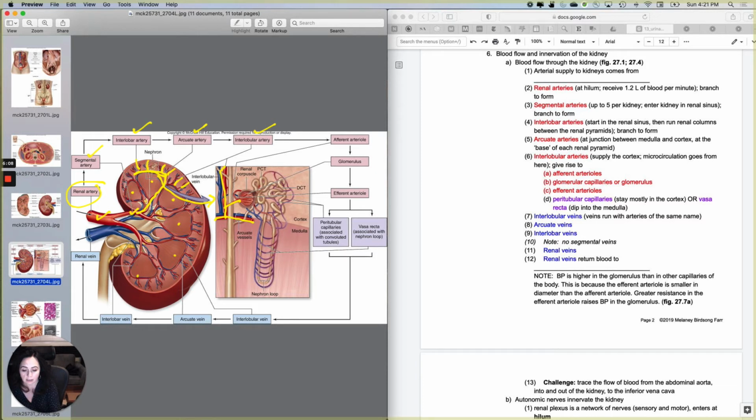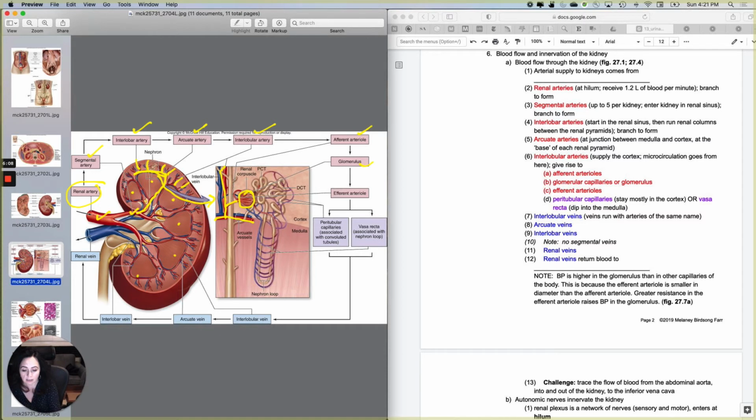This vessel that we just got off of the interlobular artery is called the afferent arteriole. Okay, and it is going to lead to our first capillary bed. That capillary bed right there is called the glomerulus. So we just did afferent arteriole and glomerulus. The glomerulus is really, really high pressure, and there's going to be a lot of filtration that goes on as you go through the glomerulus.